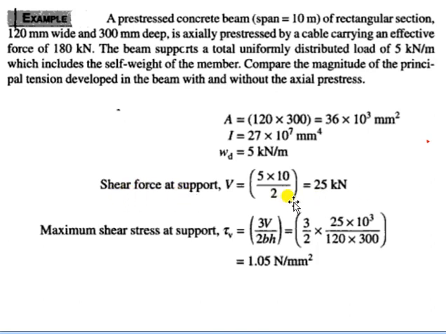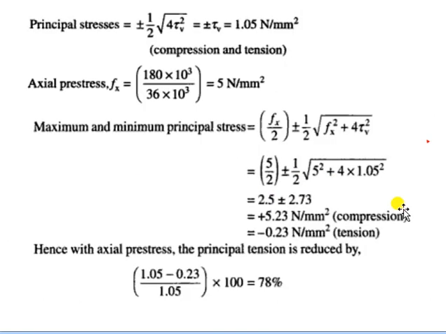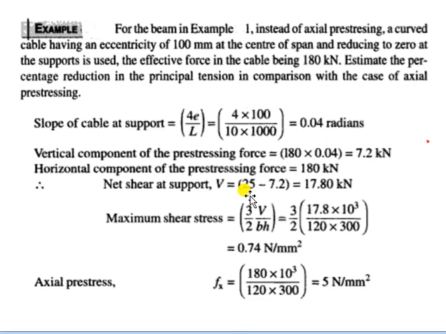So that we have calculated in previous problems. See here, shear force at support is 5 into 10 by 2, WL by 2, that is equal to 25 kilonewton. So V is 25 minus P alpha or F alpha. VL minus F alpha, 25 minus 7.2. So here you can see F alpha. F is 180, it is given here, and 0.04 is the slope of the cable. The slope is very small, hence sin alpha is equal to alpha.